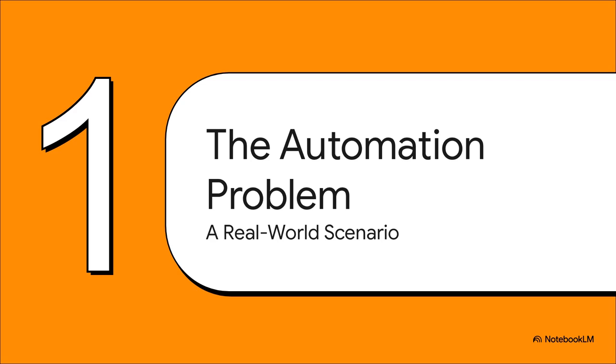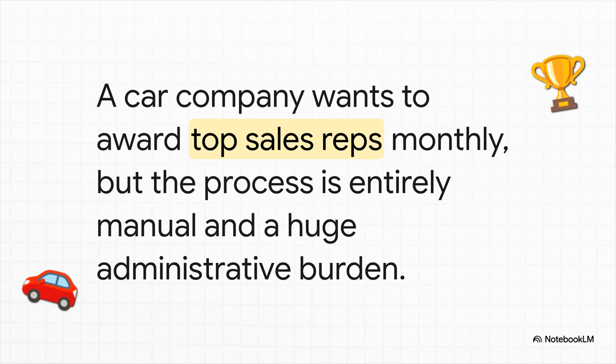Now, that's just one small example, but this kind of problem scales up fast. So let's look at a more real-world scenario to see what the true cost of all this manual work really is. Okay, picture a big car company. We'll just call them Ford for this. Every single month, they want to reward their top-performing sales reps. It's a great idea. But right now, the whole process is completely manual. A sales manager has to sit down, pull up all the numbers, evaluate every single rep, figure out who the winner is, and then personally draft and send them an email. It's a huge drag on their time.